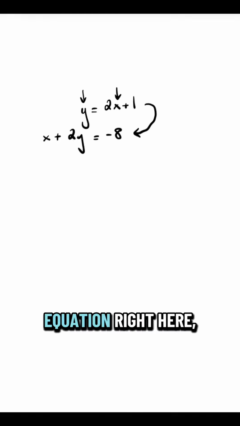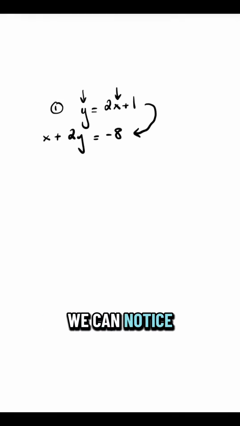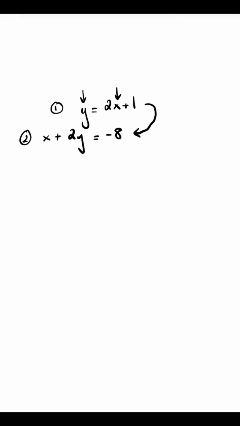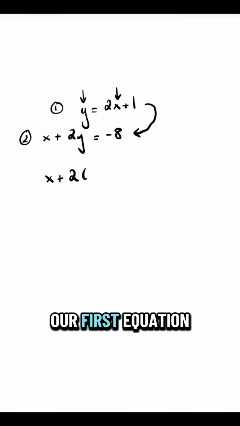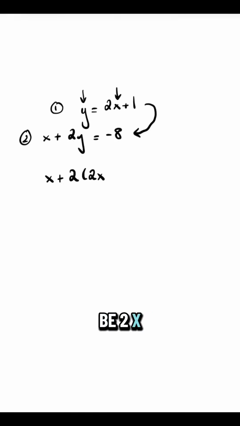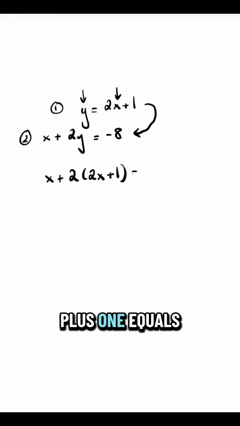So our first equation right here, we can notice that we already have one variable all by itself on one side, and that's the variable y. And then for our second equation, we also have the variable y. So all we're going to do is we're going to substitute in that first equation into our second. So what that's going to look like is we have x plus 2. And for our y, we're going to substitute in our first equation. So that would be 2x plus 1 equals -8.